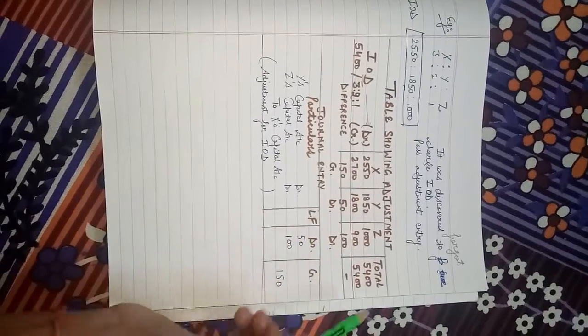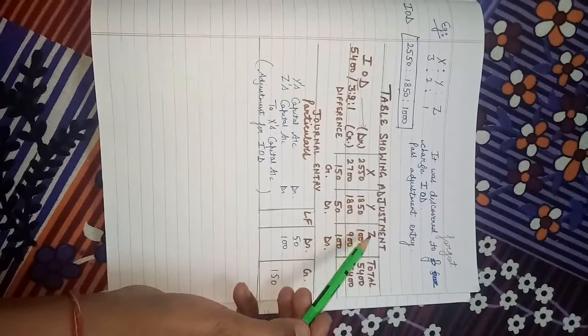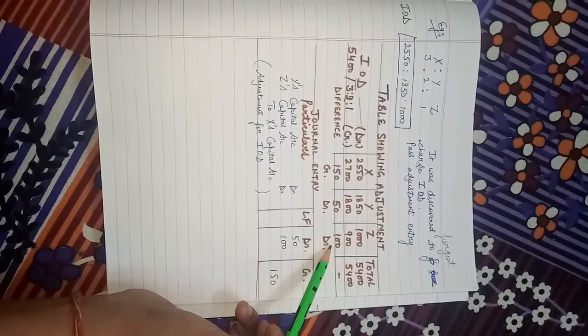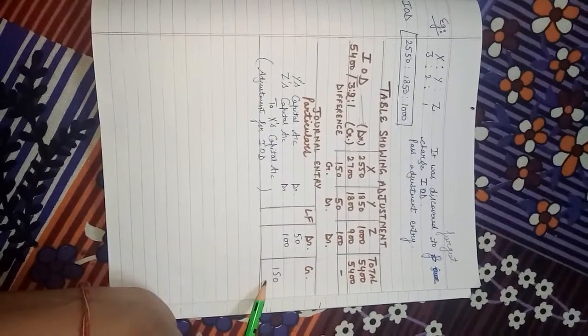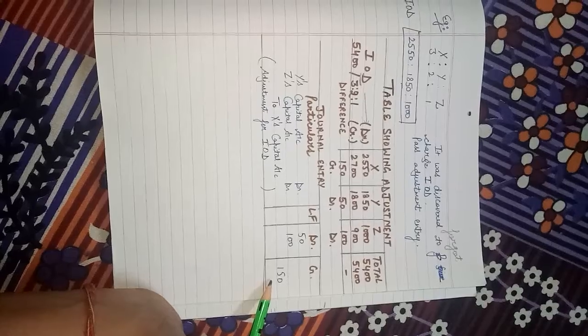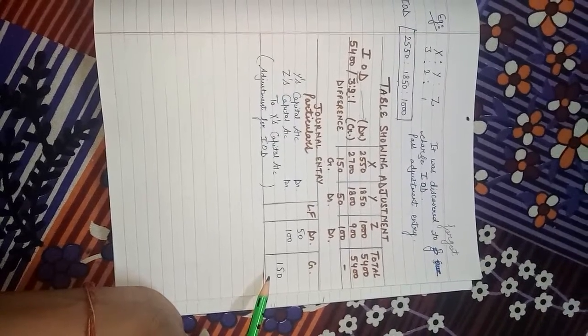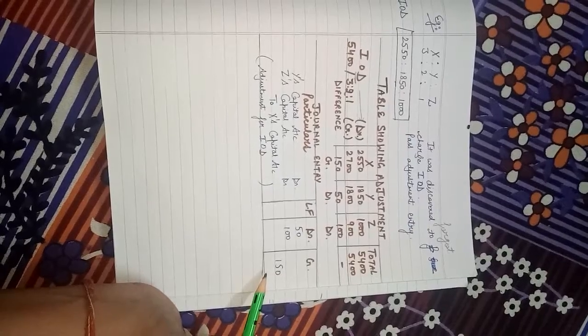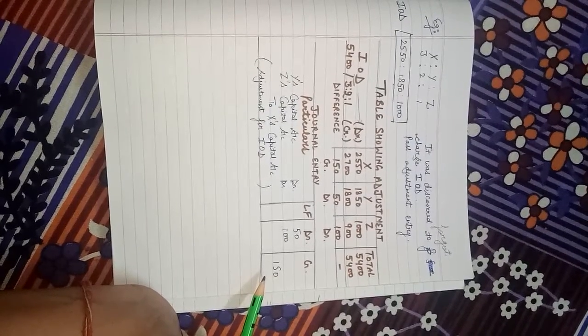Now we will make the journal entry. Y debit, Z debit, to X. Y 50, Z 100 and X 150. Clear? This is the table showing adjustment, a very important topic. There are so many questions which we will discuss one by one.